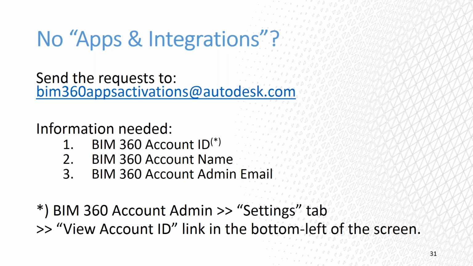So next big thing, especially before you are touching coding: if you don't see the Apps and Integrations tab, what can you do? Send us a request to this email, BIM360 apps activation at autodesk.com. Right now, intentionally, the marketing team made it not accessible for the small account owners, but it shouldn't be. So if you request this, that will make it activated. So feel free to contact us.